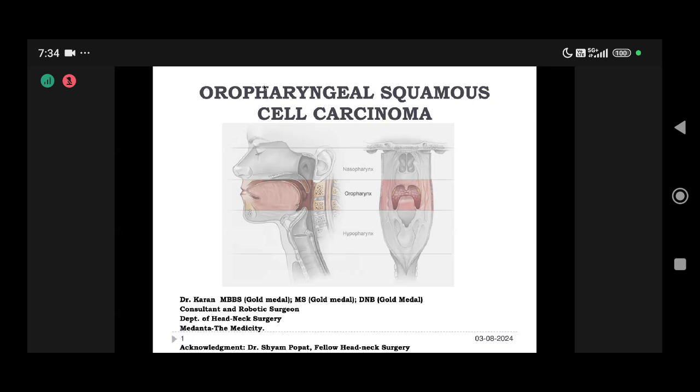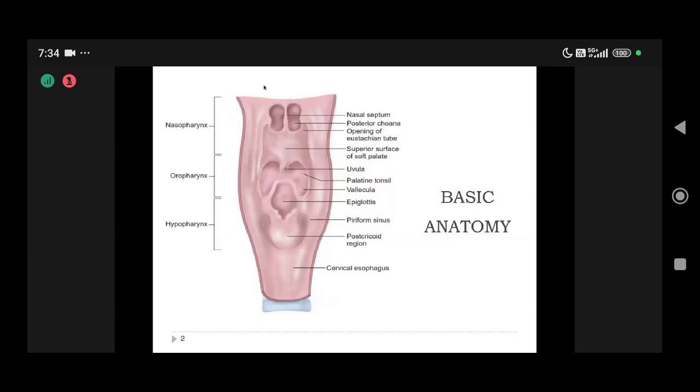Why this subsite is important is because it's a conduit between the airway and the upper digestive tract. So it's a conduit between the aerodigestive tract, a common passage both for food and for the airway. It connects your nasopharynx and oral cavity to the pharynx and the larynx below. What is more important for this area is that it's very rich in lymphatics and has a lot of mucosal surfaces and crypts, which have a lot of role to play in the etiopathogenesis that we'll be discussing subsequently.